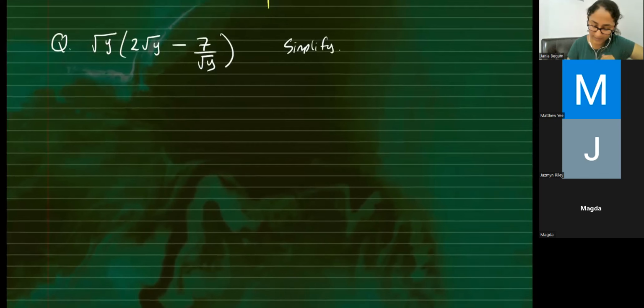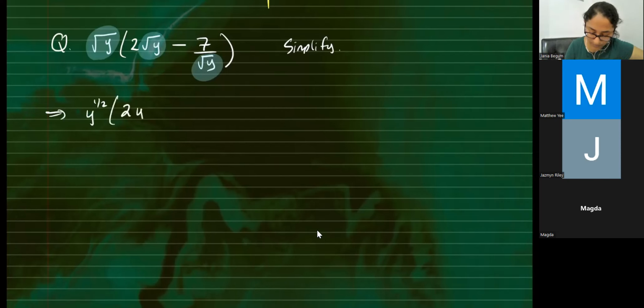When you see something like this, my recommendation is to rewrite these radicals as an exponent. Do you remember the exponential form for radicals, or the square roots? Was it y squared? No. So you can write it as a 1/2 power, right? The square root means it's a power of 1/2. So this is 2 times y to the 1/2 minus 7 over y to the 1/2.